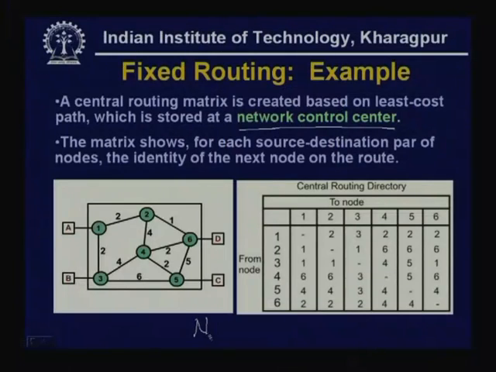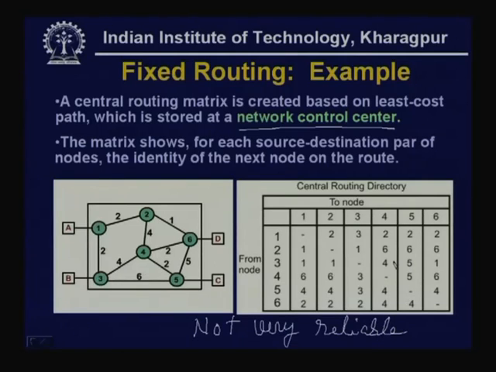This particular approach, this centralized control, has one drawback. The drawback is, if this network control center fails, then everything will collapse. That means the routing cannot be done. As a consequence, it is prone to failure. That means it is not very reliable.